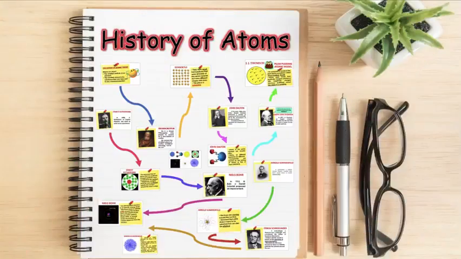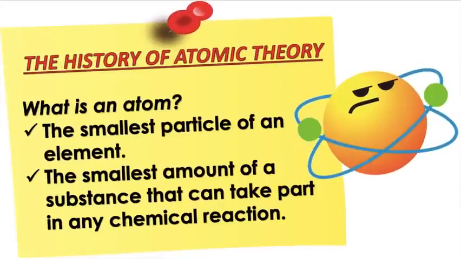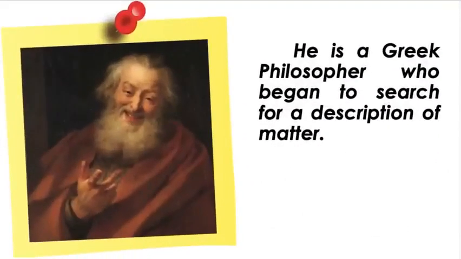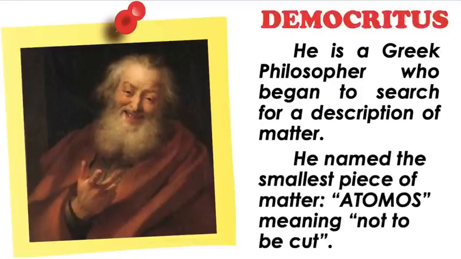Let us start. History of atoms. Again, atom is the smallest particle of an element, the smallest amount of a substance that can take part in any chemical reaction. Let us have the first person who began to search for a description of matter, and he is Democritus. He named the smallest piece of matter called atomos, meaning not to be cut.